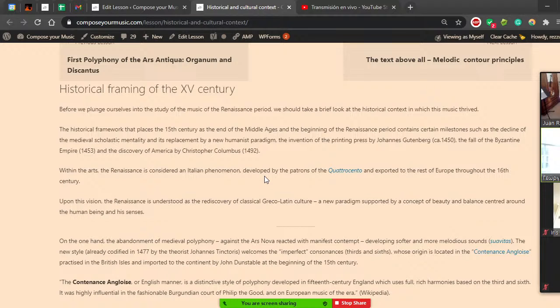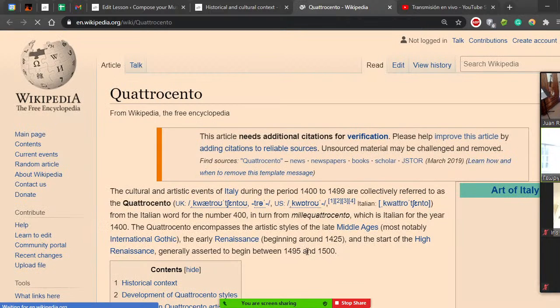Within the arts, the Renaissance is considered an Italian phenomenon, developed by the patrons of the Quattrocento. The Quattrocento is the short of 1400, by the way. And explorers of the rest of Europe throughout the 16th century. If you want to know more, of course, you always can dig deeper into the history of these people, they were quite important.